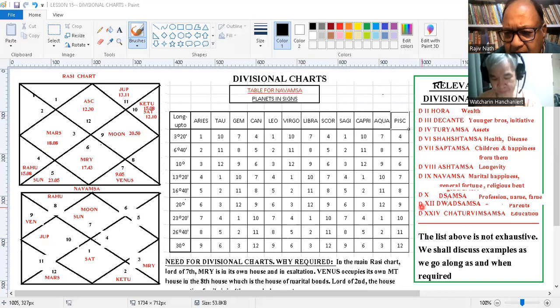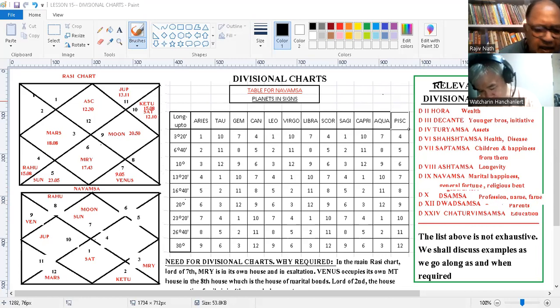D10, Dashamsa, is for profession, name, fame, etc. D12, Dwadashamsa, is for parents. And this is D24, Chaturvimshamsa, education. So these are the important ones. All of them are not very important as we go along. We'll see. Most important is Navamsa. D9 is the most important.